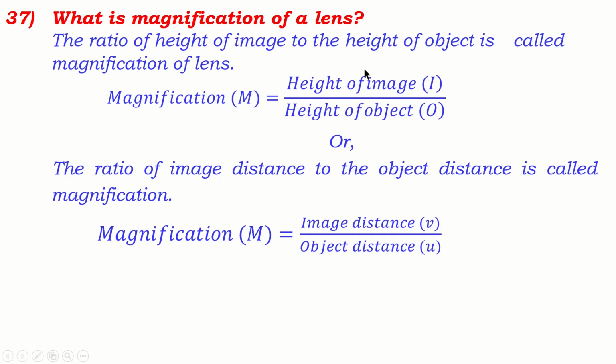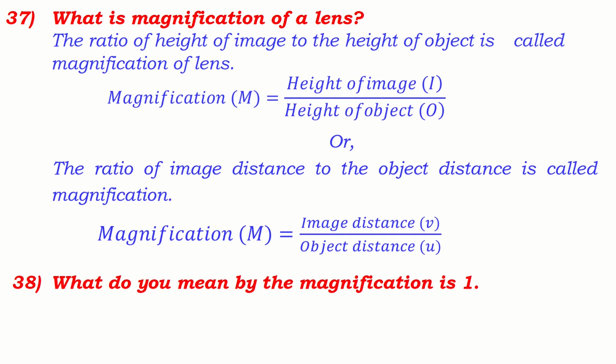calculation. According to the given information, if height of image and height of object are given, then we'll use this formula to calculate magnification. And if image distance and object distance are given, then we'll use this second formula to calculate the magnification. But what exactly do you mean by magnification is 1? If someone says magnification produced by this lens is 1, what does it mean?